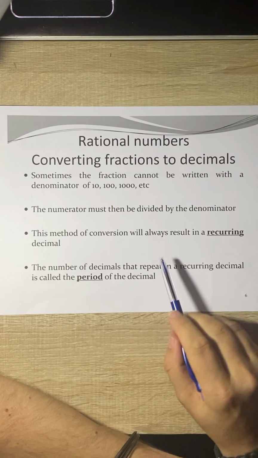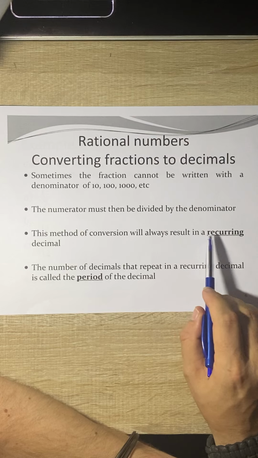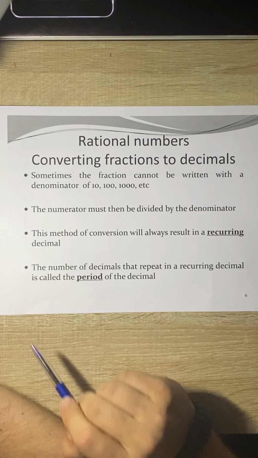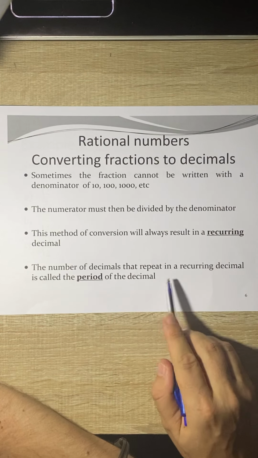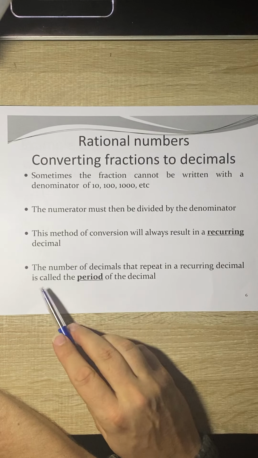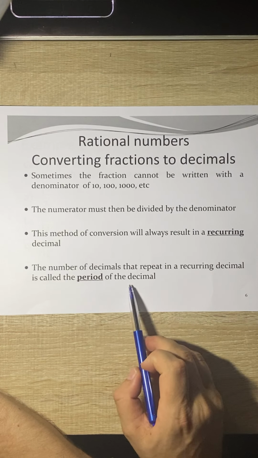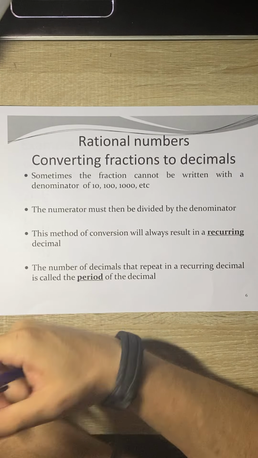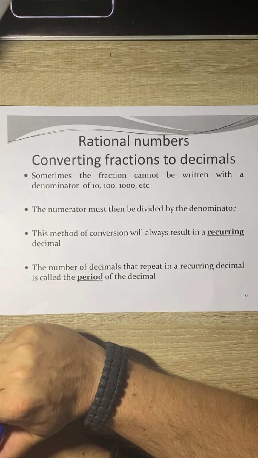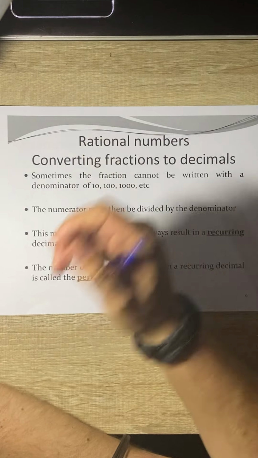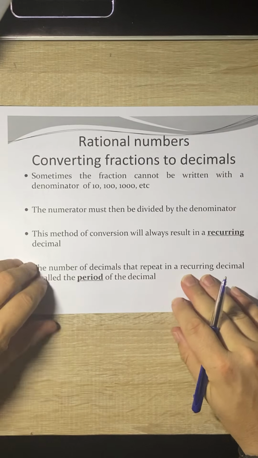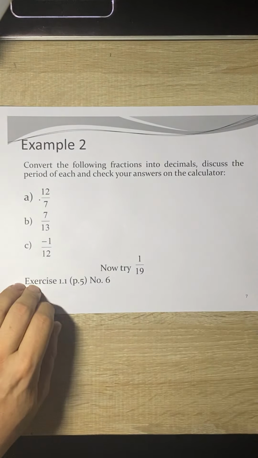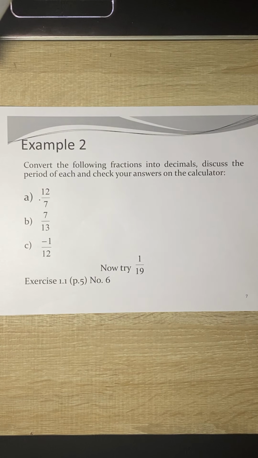This method of conversion will always result in a recurring decimal. The number of decimals that repeat in a recurring decimal is called the period of the decimal. So if you've got one digit that's repeating, then the period is 1. If you've got 2 digits, the period is 2, and so on. Okay, so let's have a look at some examples here.